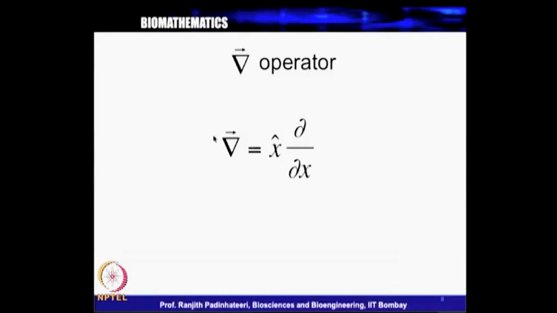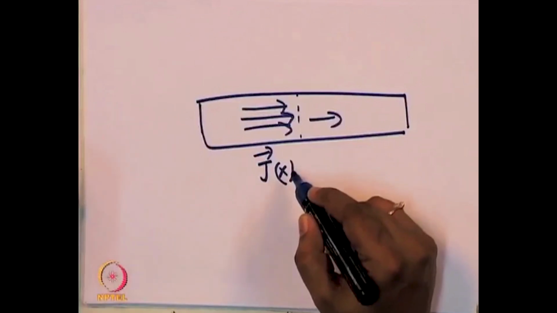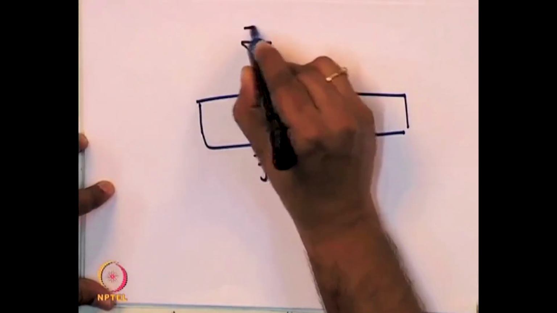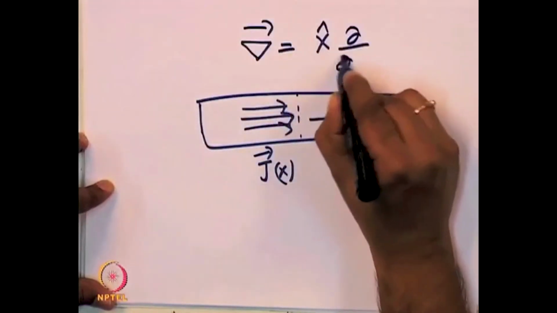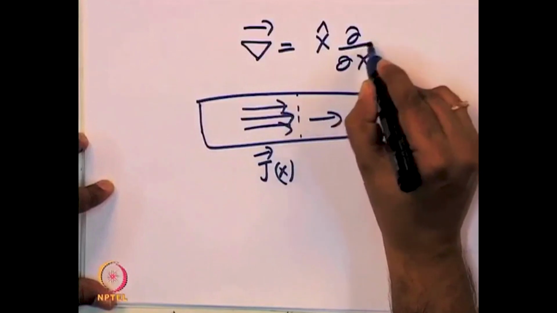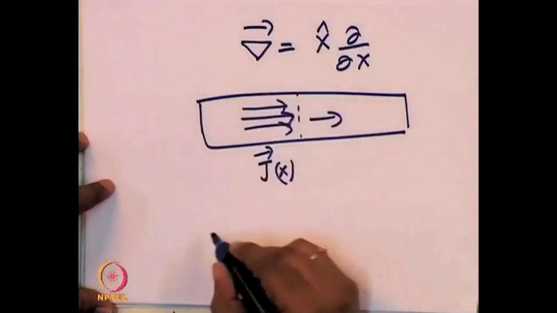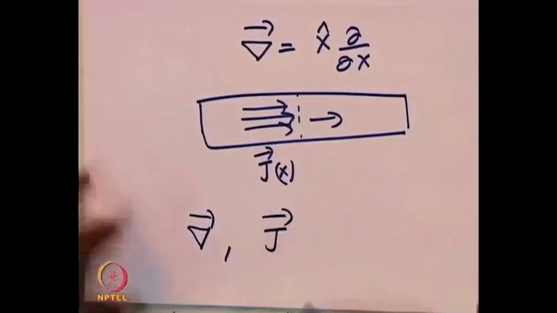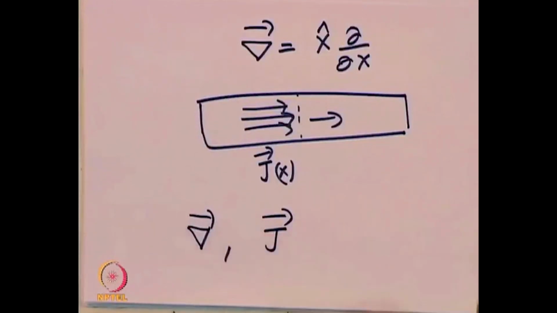Del by del x is a vector, and we have here J in this. Have a look here, J is a vector. So J is a vector, del, which is x cap del by del x, is a vector. So this is two vectors. So I have a vector del and I have another vector J, and we want the derivative of J. So the del should act on J.